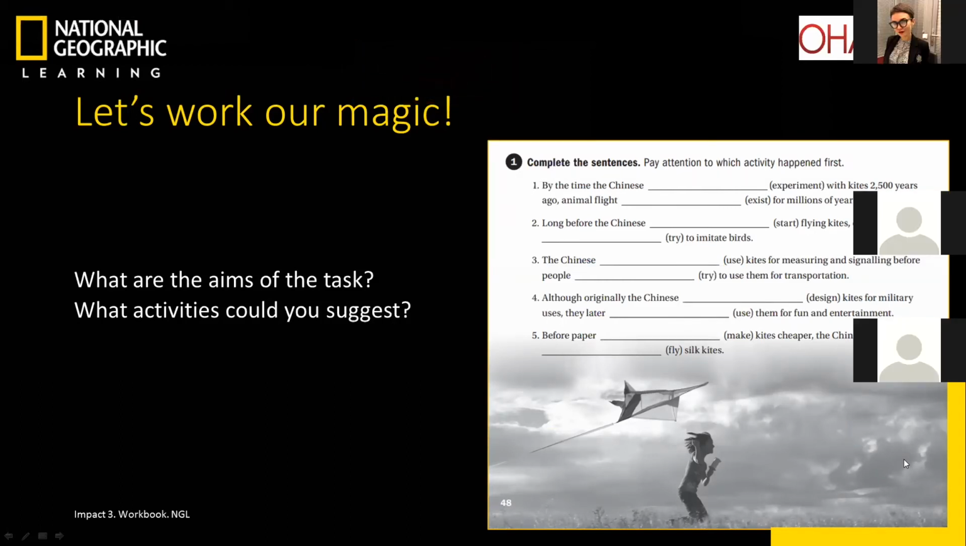Yeah, good. Practicing past tenses. Thank you, Kate. Good. So, past simple, past perfect. Okay, great. And looking at this task, what activities can you suggest? Again, you can write your ideas in the chat box, or you can switch on your microphone and share your brilliant ideas with the others.